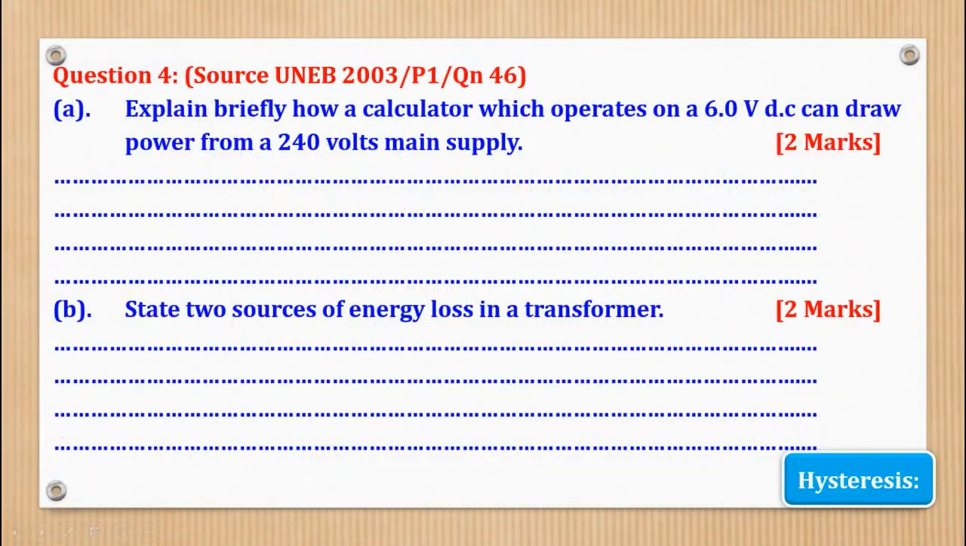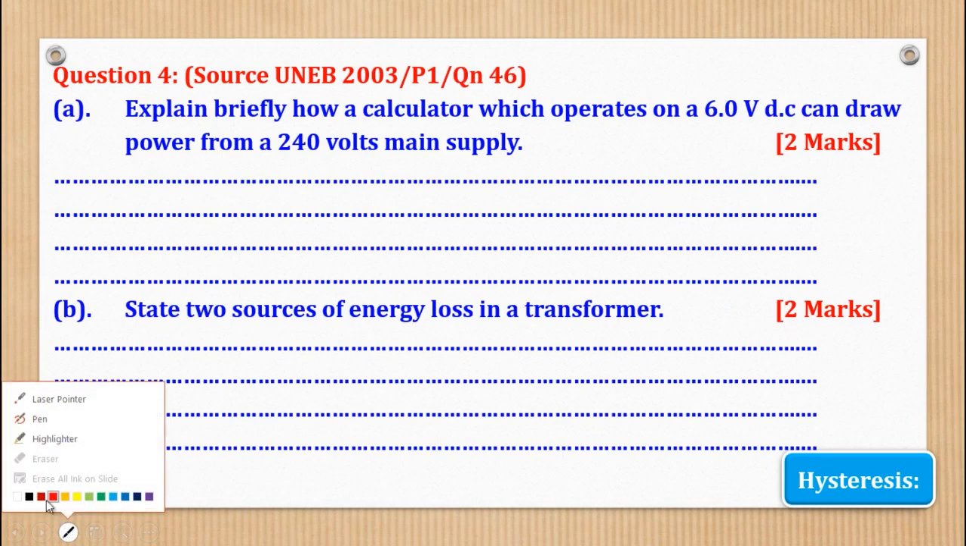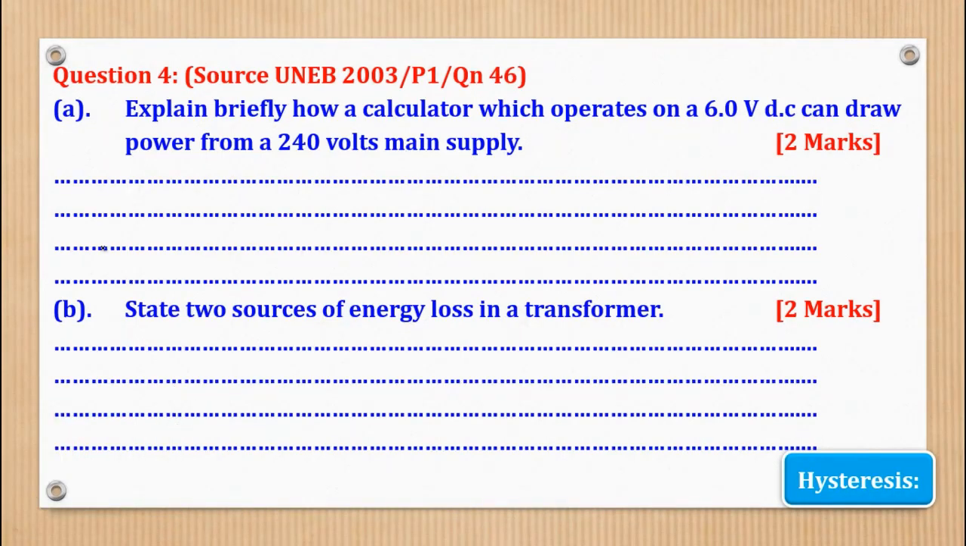So these are the very questions I left in the previous video, and I believe by now you've already tried them out and are ready to mark yourself and check your progress. We are going to start with question 4, which was taken from 2003 UNEB paper 1, question 46. Part A says, explain briefly how a calculator which operates on 6 volts DC can draw power from a 240 volt main supply.